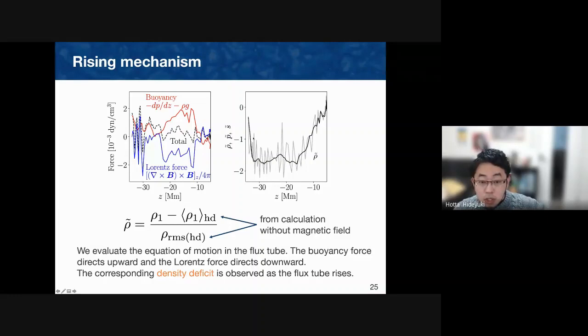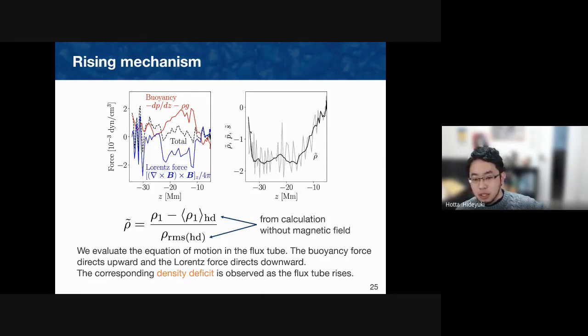This shows the normalized density in the flux tube. Normalized density means that the hydrodynamic horizontal average is subtracted and normalized with the RMS value in the hydrodynamic calculation, so without the flux emergence. So this apparently shows the density. The density is smaller than the average value, and this low density causes buoyancy in the flux tube.